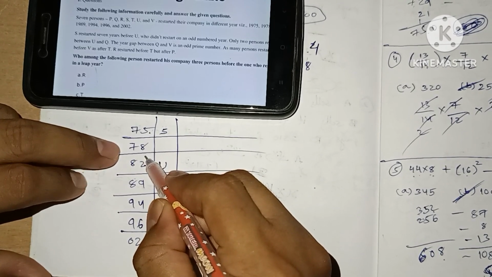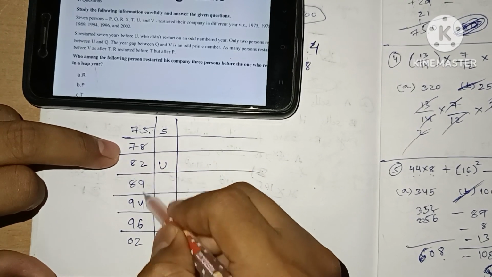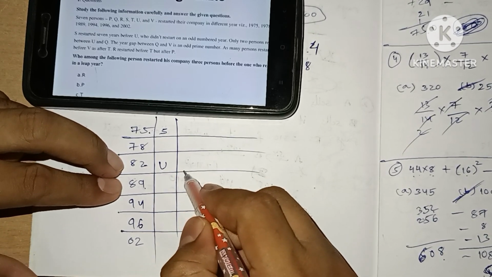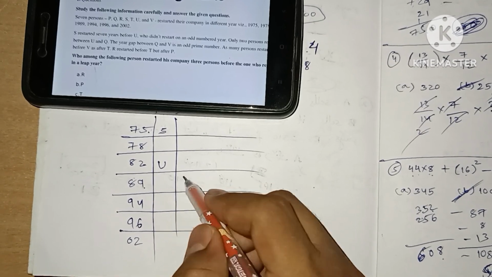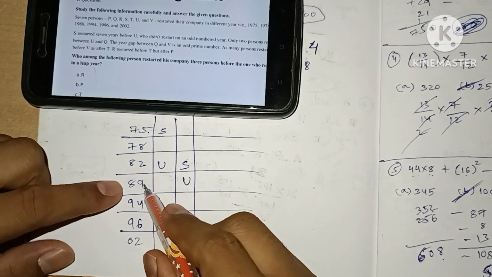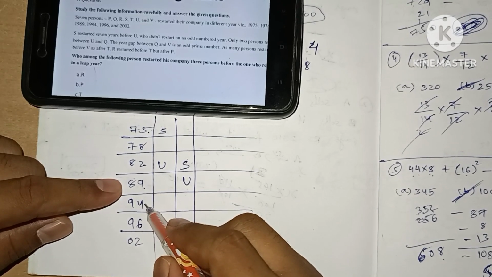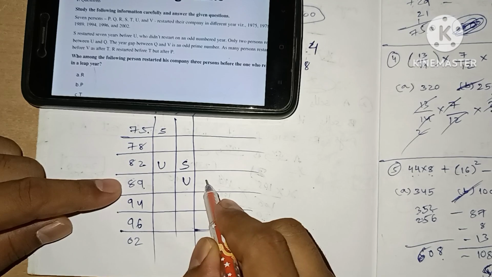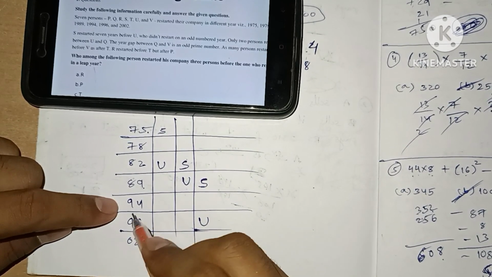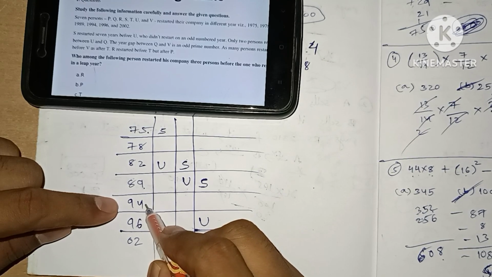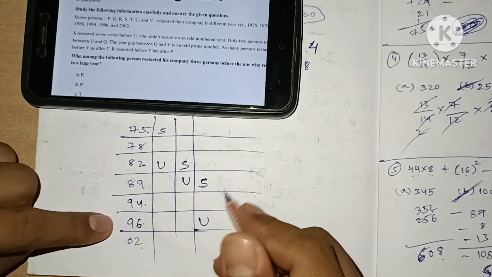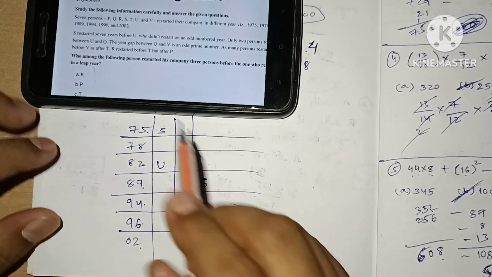Or else 78 plus 7 we get 85. No, there is no 85. 82 plus 7, 89. So another possibility we got is S here and U here, and 89 plus 7 which will be 96. So S is here and U is here. We got three possibilities. 94 plus 7, no. 96 plus 7, no. So we got only three possibilities for S and U.